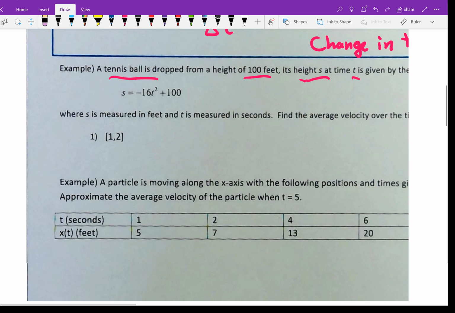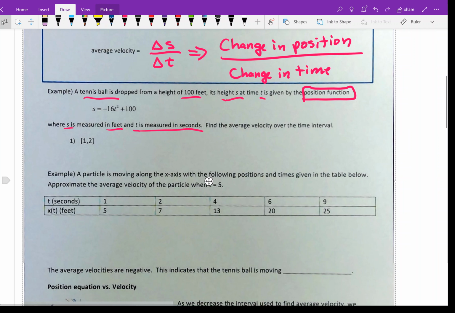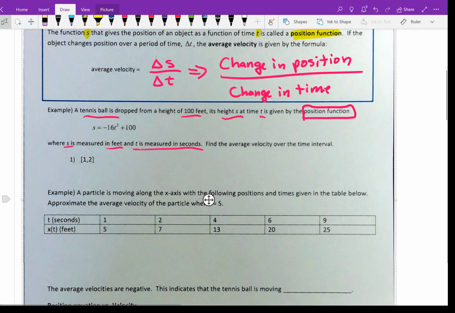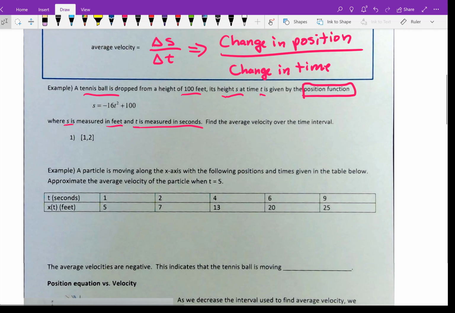In this example, we're told that s is measured in feet and t is measured in seconds. We're supposed to find the average velocity over the time interval. So we're going to use this change in position over change in time. It's actually kind of simple. In order to know what the change in position is, I need to plug in the values for my interval into the function, and we're going to subtract.